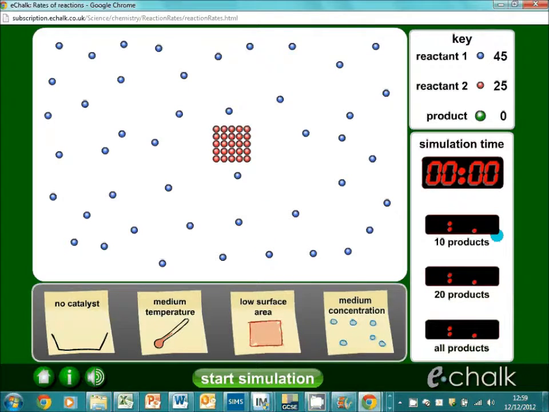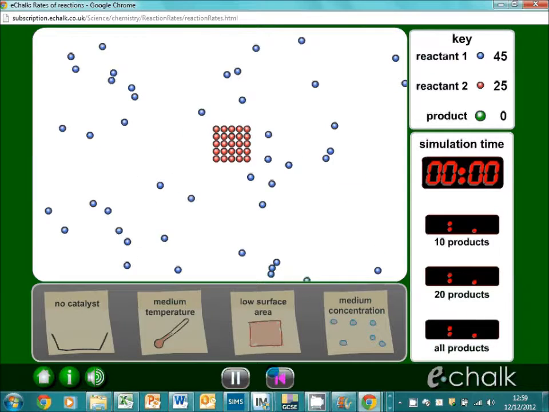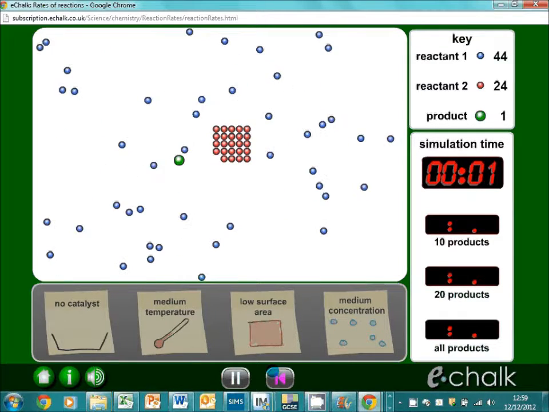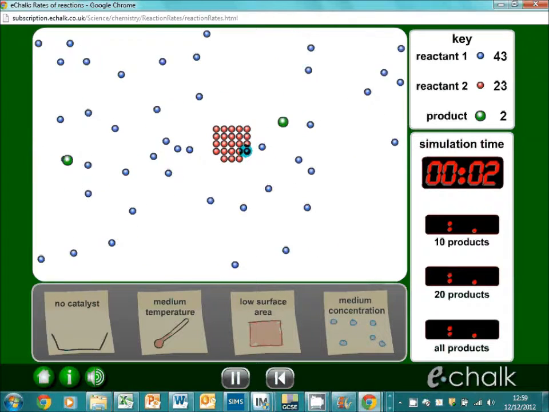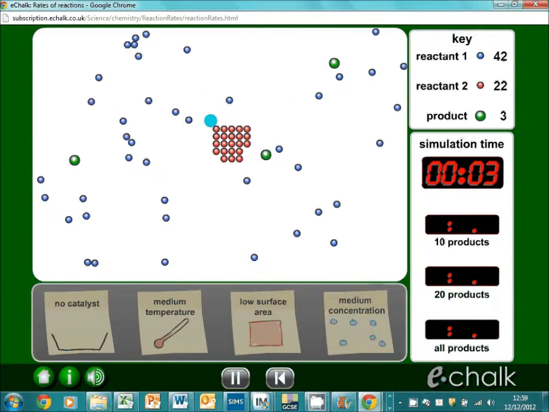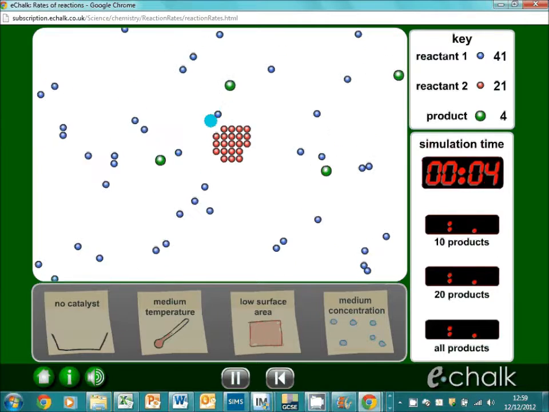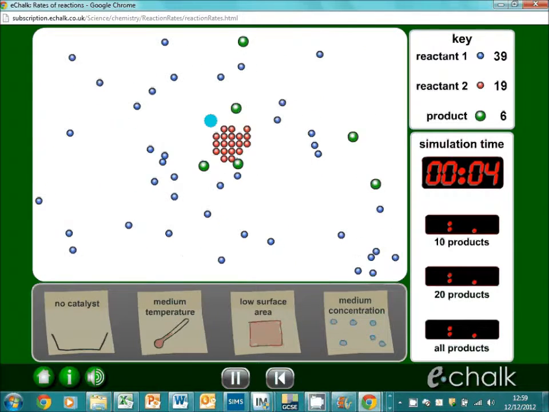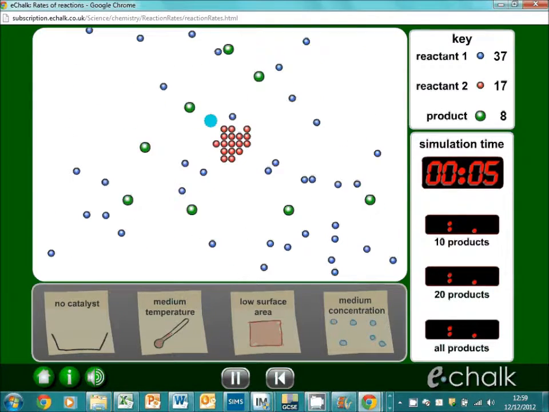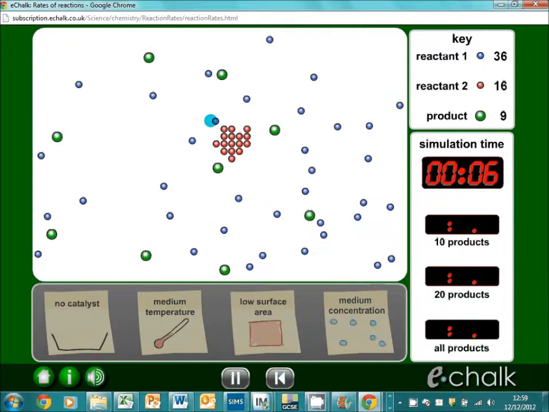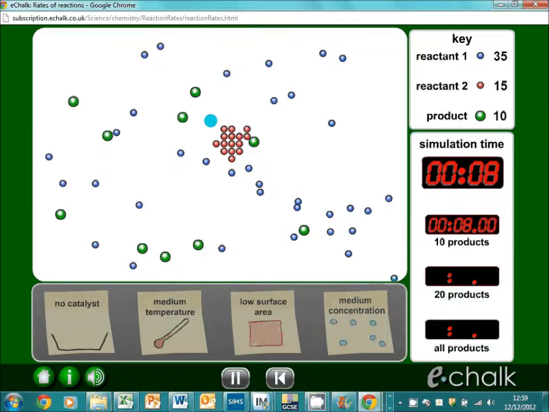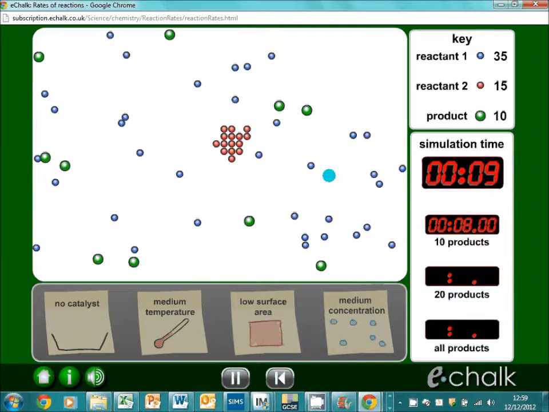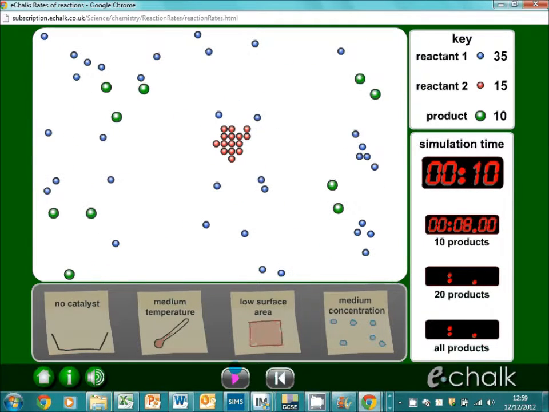So if we have a look at this simulation here, we've got a low surface area. When I start the simulation, there's only 4 areas along here, here, here and here that the acid particles can reach and attack. Therefore it takes longer for successful collisions to occur. If we go with 10 products again, this time it has taken 8 seconds exactly to produce 10 of our products.